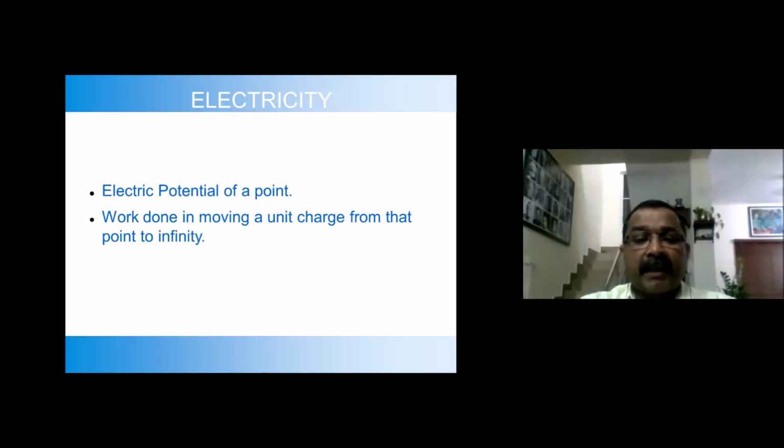Actually, the electrical potential of a point is defined in some other way. It is actually the work done in moving a unit charge from that point to infinity. Work done in moving a unit charge from that point to infinity is called the electrical potential of a point. Uncle will explain it a little bit.